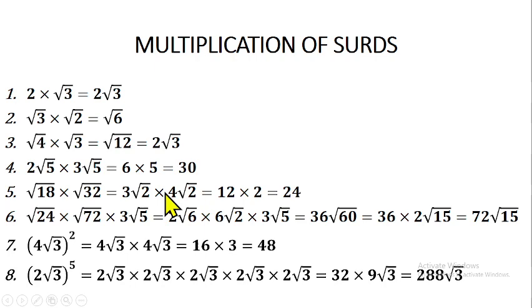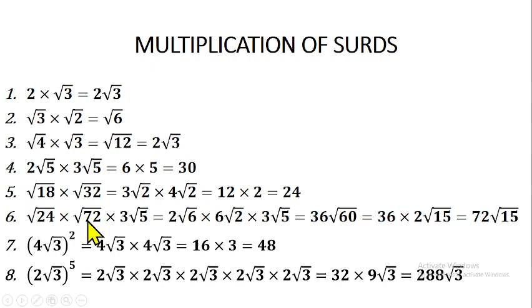So the question is, how do we simplify root 18? I'm not going to tell you this time around. I believe you should know that. So what is root 18? If you simplify it, that will give us 3 root 2. And what is root 32? If you simplify it, that will give us 4 root 2 as well. So from there, 3 will multiply 4, that will give us 12. Root 2 times root 2 gives us 2, according to the rule. So 12 times 2 will give us 24. So when I multiply these two surds together, it's going to give me 24. Let's go to the next question, which is number 6. You're having more questions now.